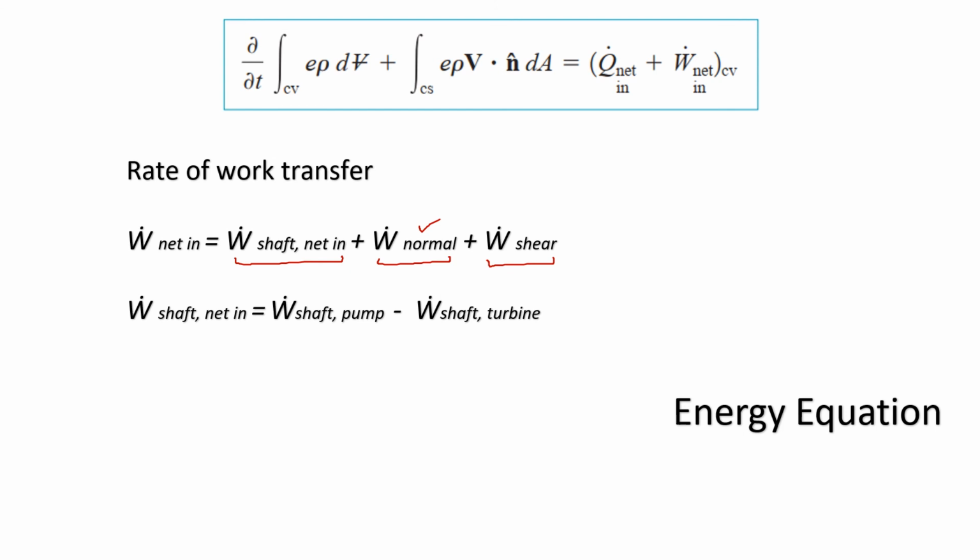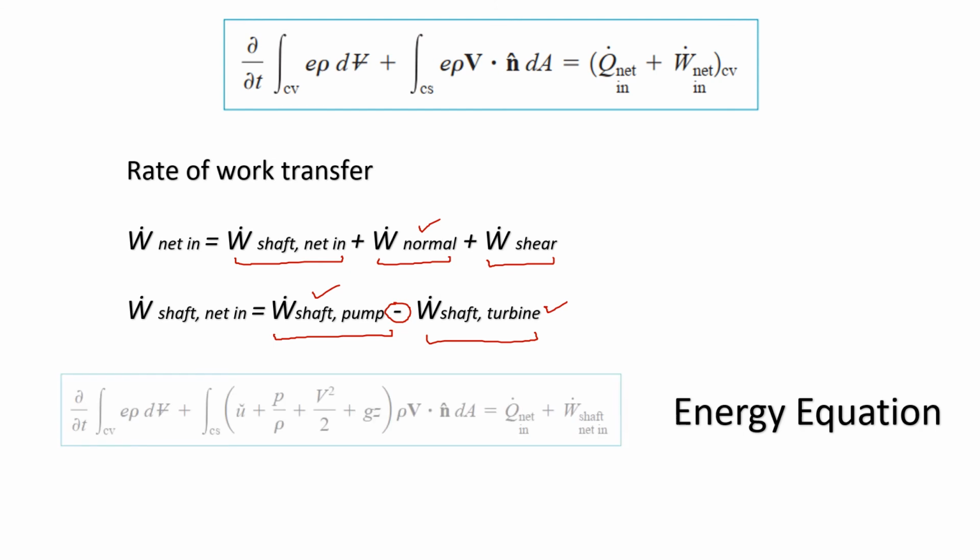By shaft work, we mean that if a pump does work on the fluid, it is adding energy to that fluid, so that's why that work is positive. And if we take the shaft of a turbine, in that case the fluid is doing work on the shaft, so it is losing energy, so that's why the negative sign is here to represent the energy extraction from the fluid.